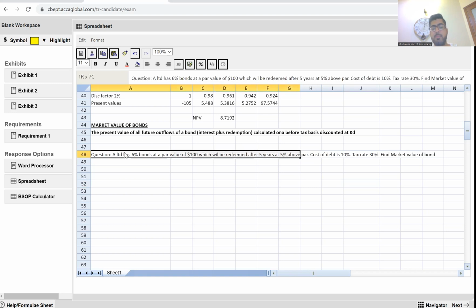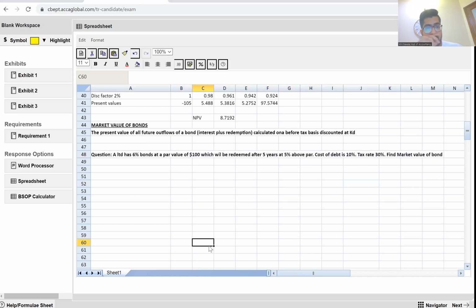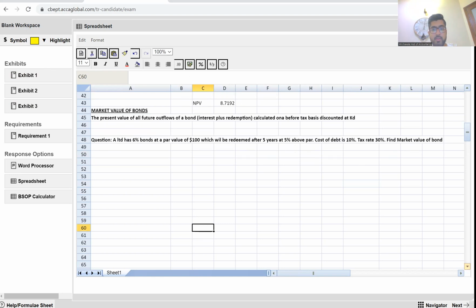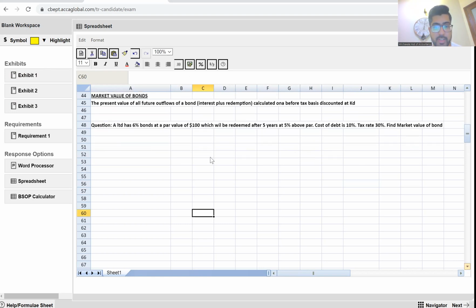Okay, this has been a question coming many times in WACC: A Limited has 6% bonds at a par value of 100, which will be redeemed after 5 years at 5% above par, cost of debt 10%, find market value of bond. You apply the definition that market value of bond is the present value of outflows, interest and redemption discounted at KD. Now this bond is being redeemed after 5 years. So 0, 1, 2, 3, 4, 5. There are two outflows of a bond: interest, redemption.